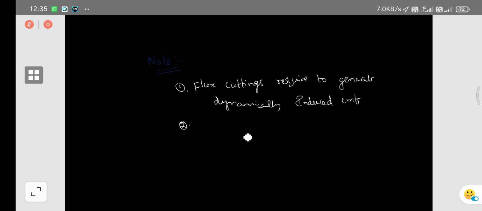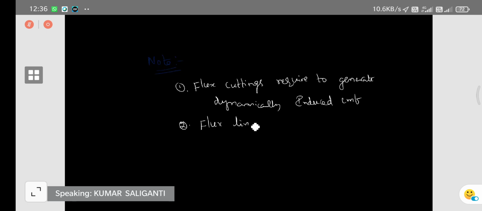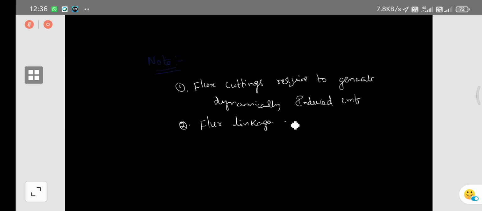Next, flux linkage. Flux linkage is required to generate statically induced EMF. Please all of you note these points.